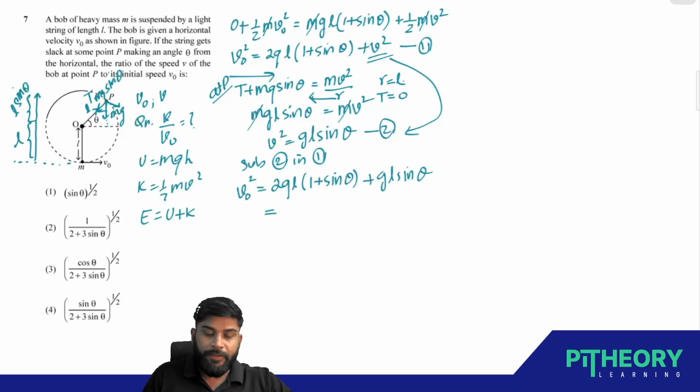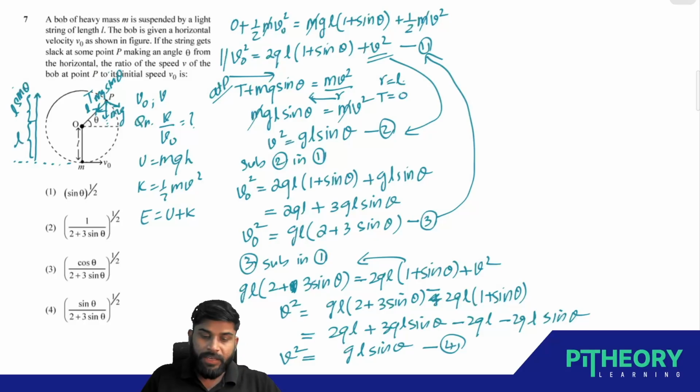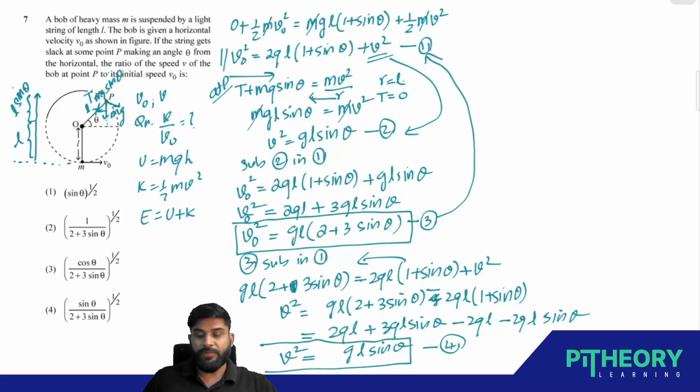If we expand this, what are you going to get? 2gL plus 2gL sine theta plus gL sine theta, which gives 3gL sine theta. If I take gL common outside, what am I going to get? gL into 2 plus 3 sine theta. That is what v naught square is. Let's say this is equation number 3. So what do we have here? We have the equation for v naught square, which is this, and we have v square, which is nothing but this equation, correct?